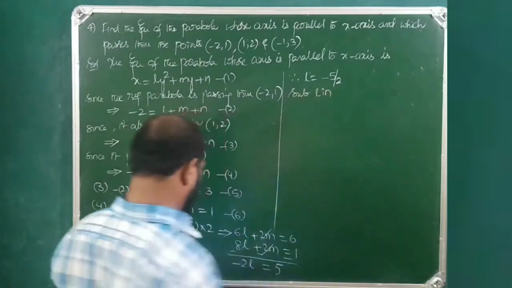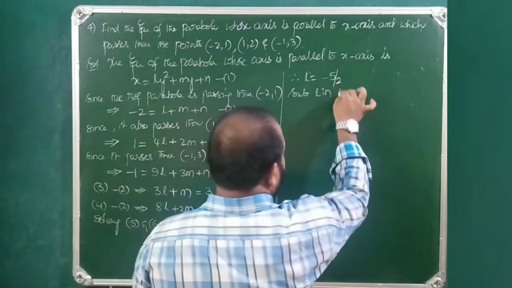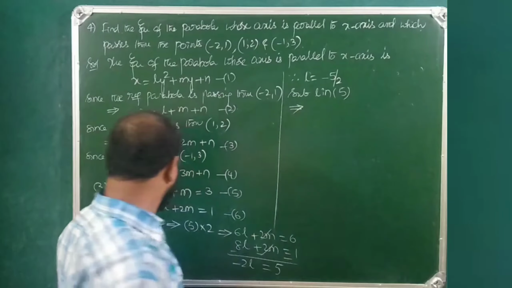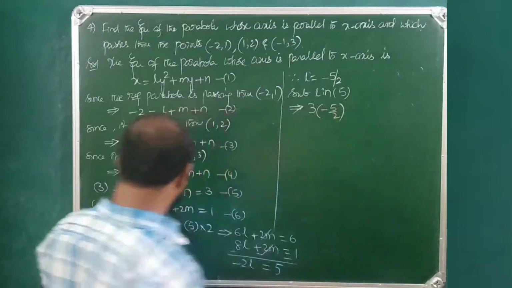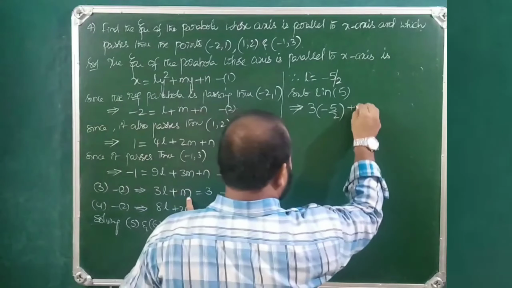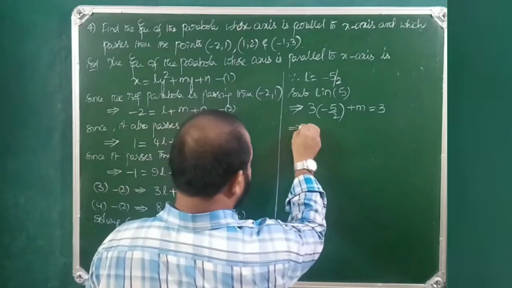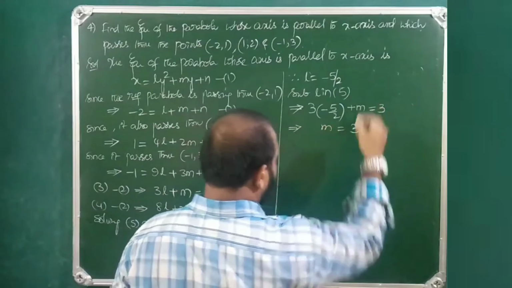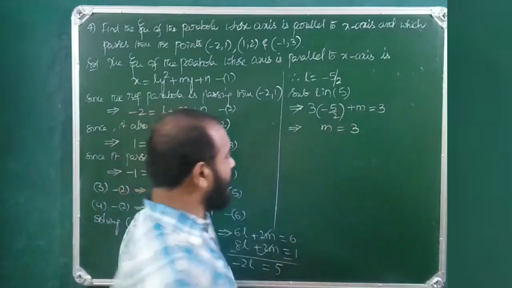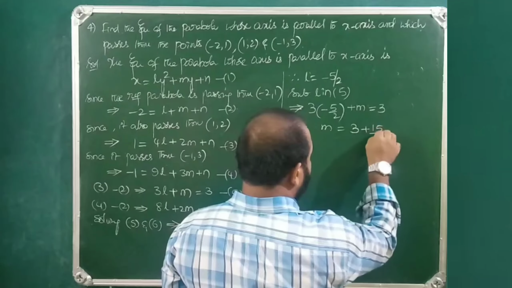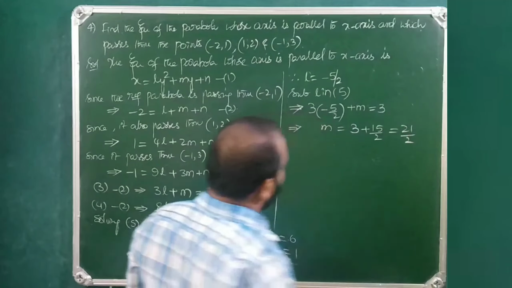L in either fifth equation or sixth equation. Fifth equation I'll do. This is equal to 3 into the L value, which is minus 5 by 2, plus M is equal to 3. So M is equal to 3, minus 3 fives are 15, minus 15 by 2. If you take it to that side, plus 15 by 2. 2 threes are 6 plus 15, 21 by 2.